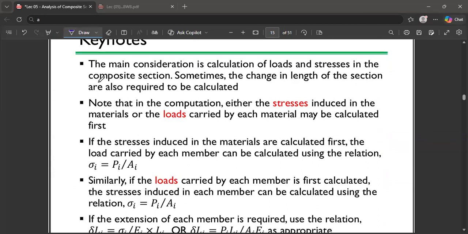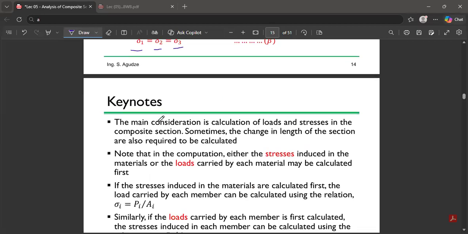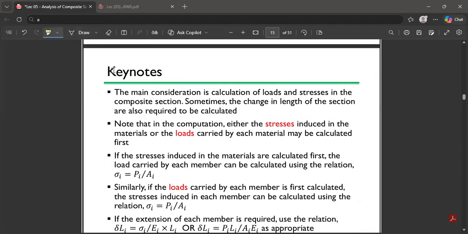Let's take note of some of these key points. These are some key notes I wish you can write down. So let's continue. The main consideration is calculation of load and stresses in the composite section. Sometimes the change in length of the section is also required to be calculated.